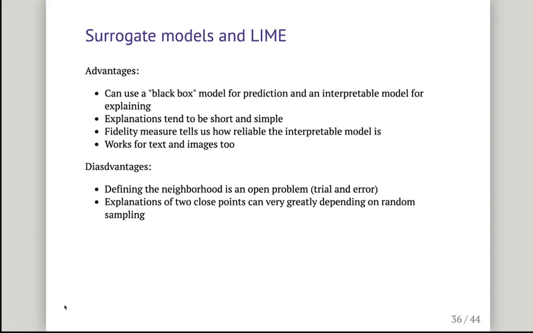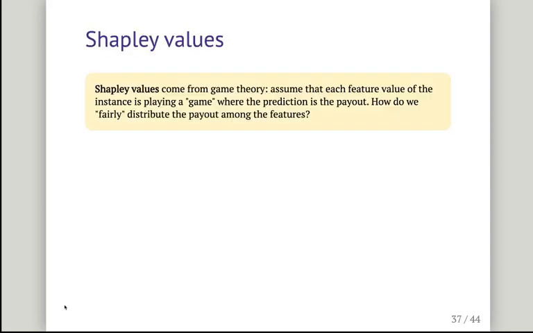Defining this neighborhood, so how close or how much we want to tweak the observations, that is an open problem. Then explanations of two similar points can vary greatly depending on random sampling. So if we are randomly shuffling these points, there's a lot of variance in the surrogate model and LIME explanations.